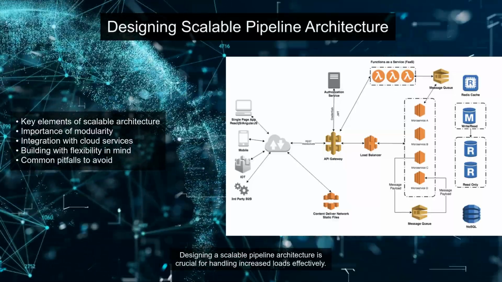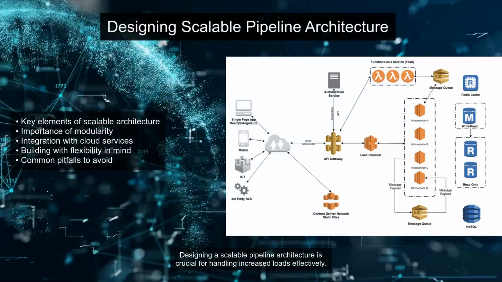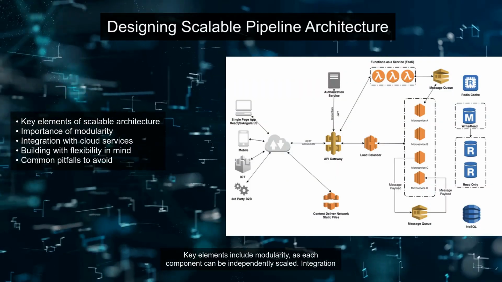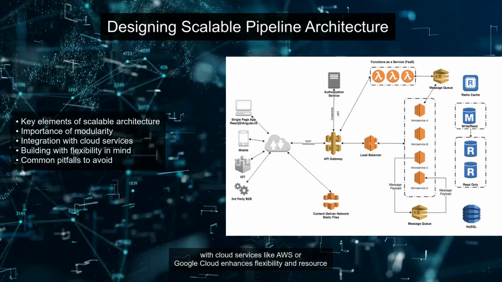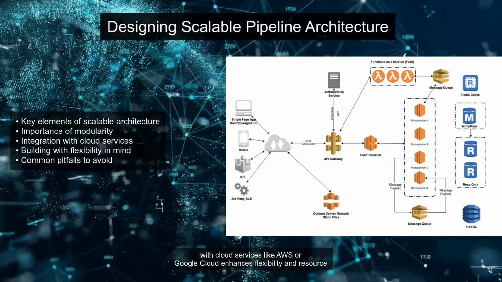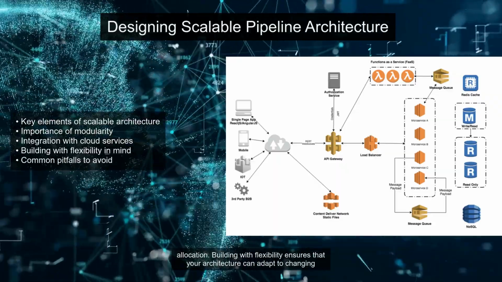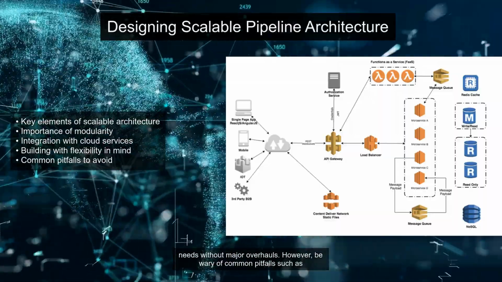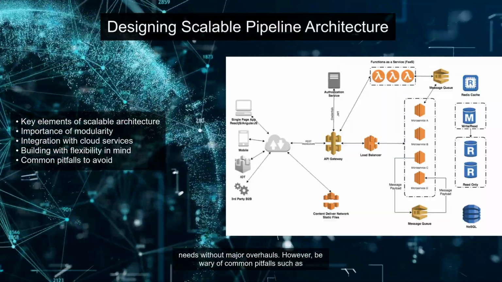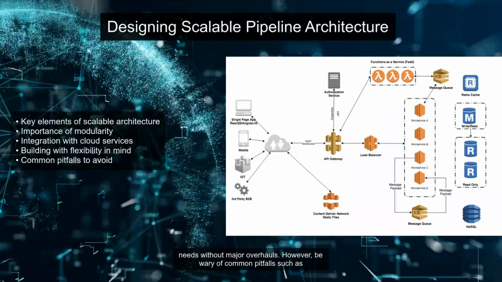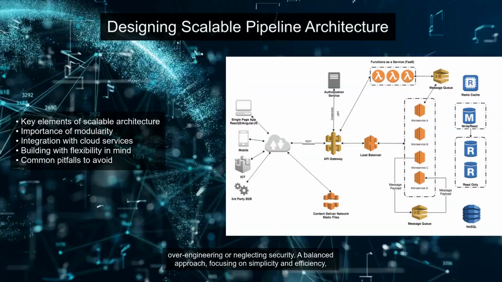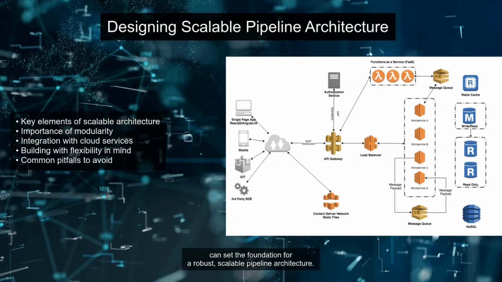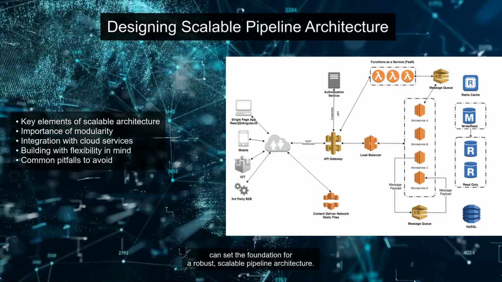Designing a scalable pipeline architecture is crucial for handling increased loads effectively. Key elements include modularity, as each component can be independently scaled. Integration with cloud services like AWS or Google Cloud enhances flexibility and resource allocation. Building with flexibility ensures that your architecture can adapt to changing needs without major overhauls. However, be wary of common pitfalls such as over-engineering or neglecting security. A balanced approach, focusing on simplicity and efficiency, can set the foundation for a robust, scalable pipeline architecture.